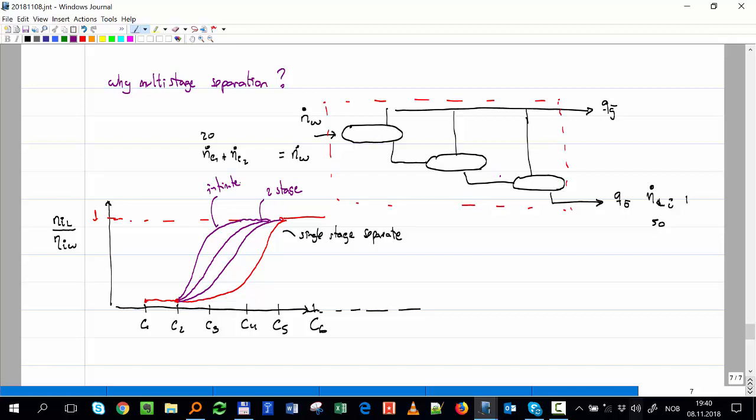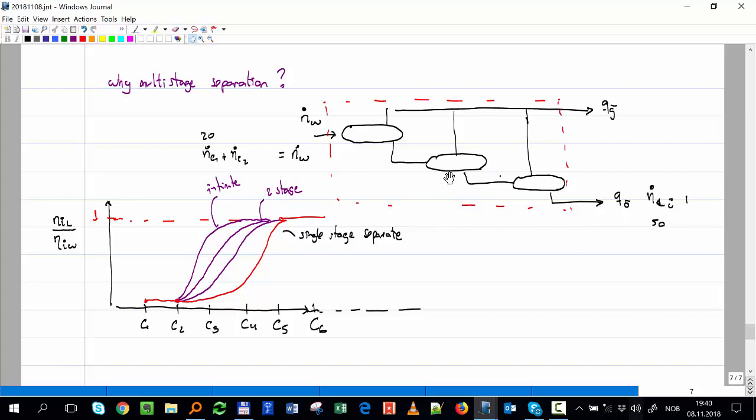So that's the main reason why we have multi-stage. We just try to make these guys that can still go one side or the other be in the liquid. So that's why I typically have a multi-stage.